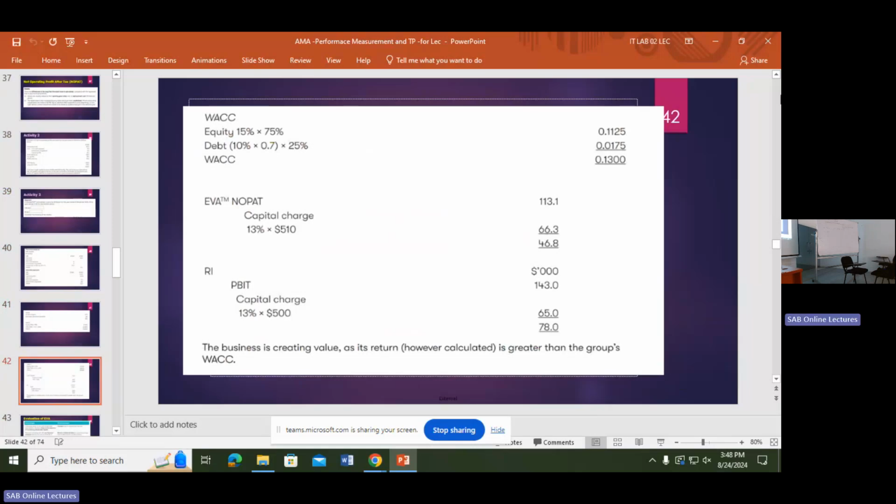To get 65. So we ended up with the residual income 78. Residual income 78. So that we had in the last session, right?